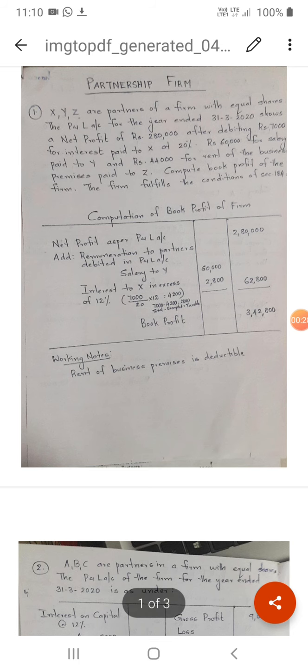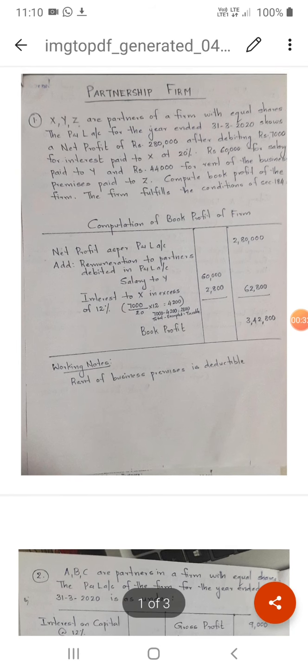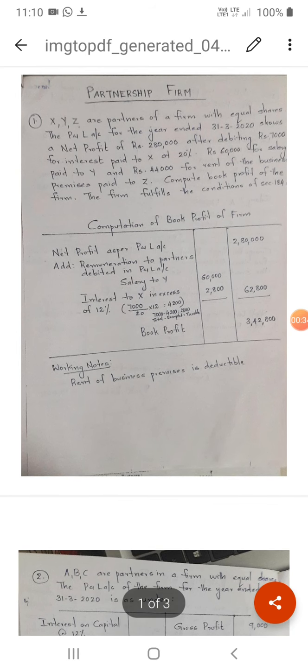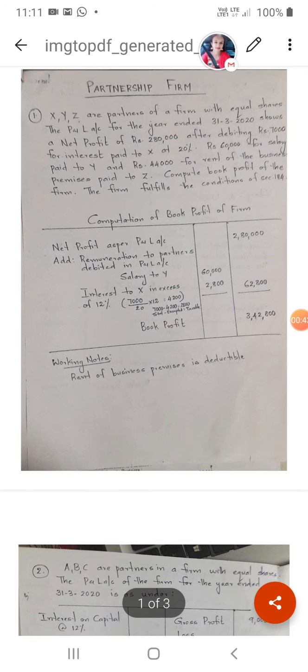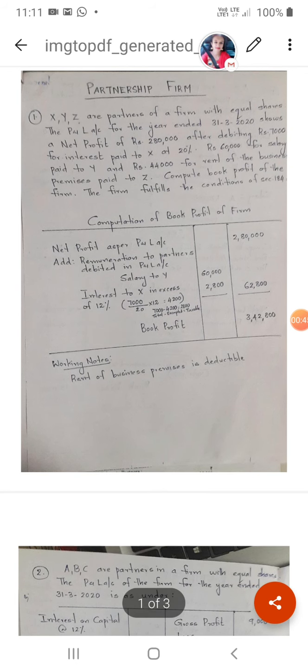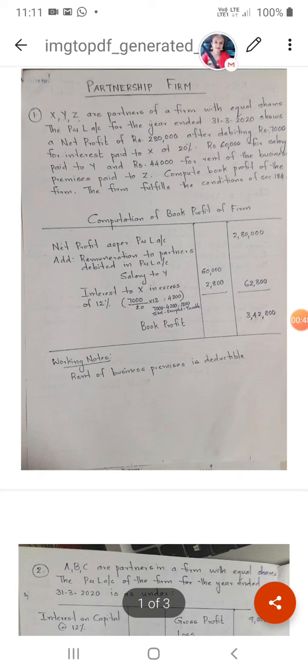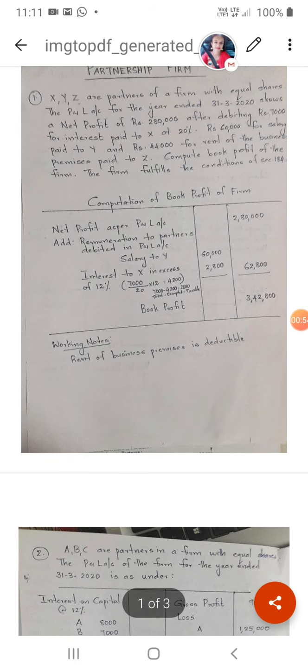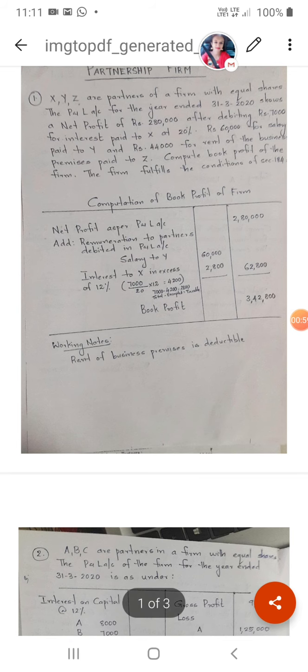It is 2,80,000, after debiting 7,000 for interest paid to X at 20 percentage. So what is the case of interest? Interest up to 12 percentage is allowed as a business expenditure, whereas interest in excess of 12 percentage is not allowed as a business expenditure. So here the interest is 20 percentage, so 8 percentage of interest is not allowed as business expenditure.